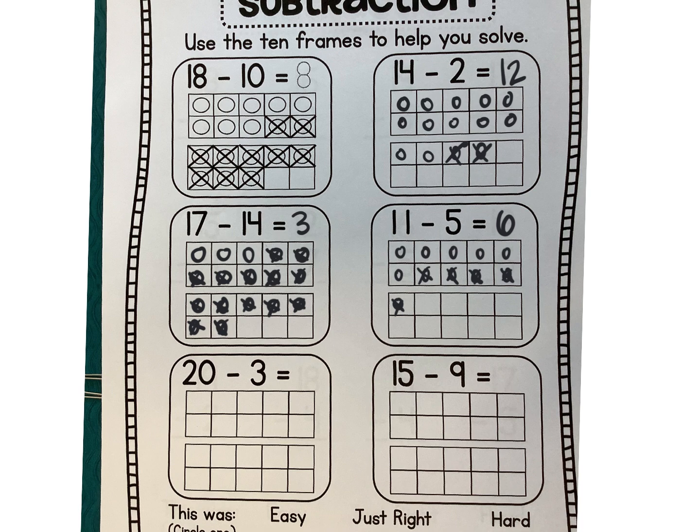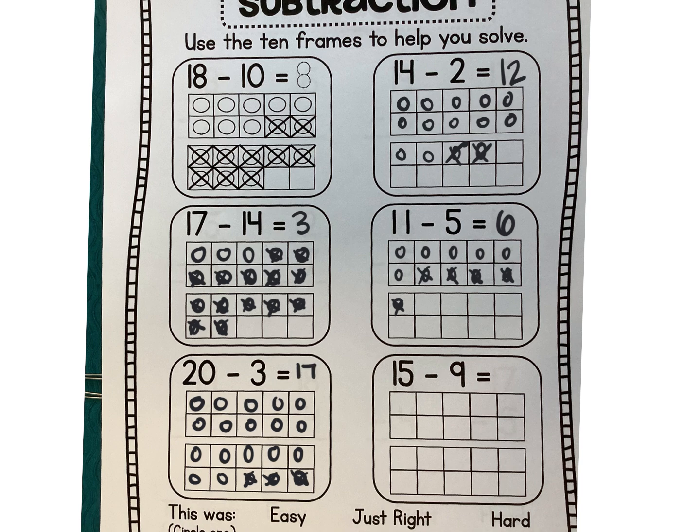Okay, 2 more problems. We have 20, so I'm going to fill up the entire 10 frame because 10 plus 10 is 20. So draw circles in all of the 10 frames. And then all I'm going to do is cross off 3. So if I take 3 away, how many does that leave me with? 17, very good.